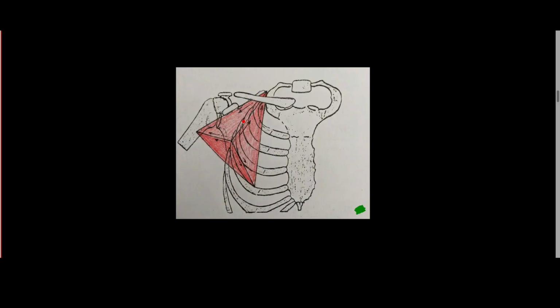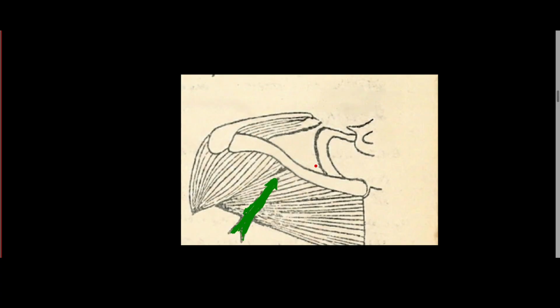Okay. Now let's look at another diagram to show us a better view. Now this is the apex of the axilla. Now the apex is the narrow upper opening of the axilla. Okay, so it's also called the cervico-axillary canal.